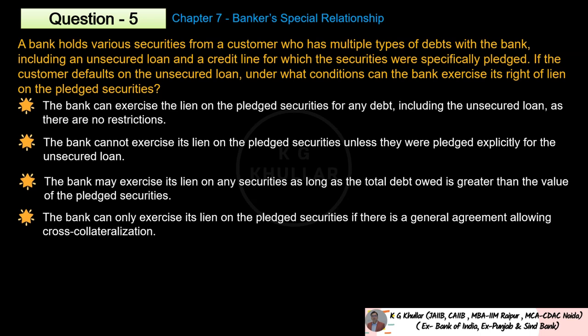Now friends, please note the right of lien does not extend to securities pledged for a specific purpose, which in our question is securing a credit line, for debts unrelated to that purpose, which in our question is the unsecured loan. Therefore, unless the securities were pledged specifically for the unsecured loan or there is a general agreement allowing for such a lien, the bank cannot exercise this right on the pledged securities. Thus, the correct option for the given question is option B.